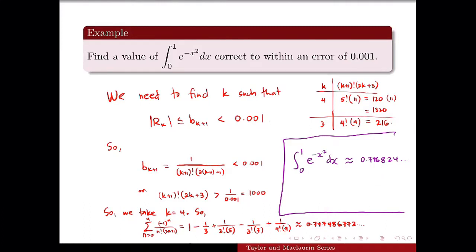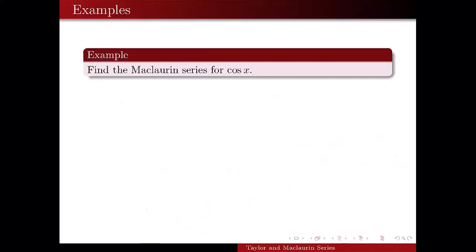So roughly speaking, we are within this error if we take k equals 4. Let's have some more examples. Find the Maclaurin series for cosine x.